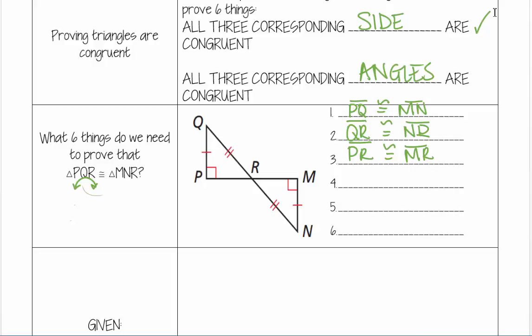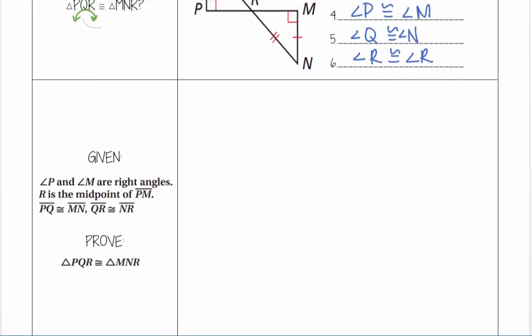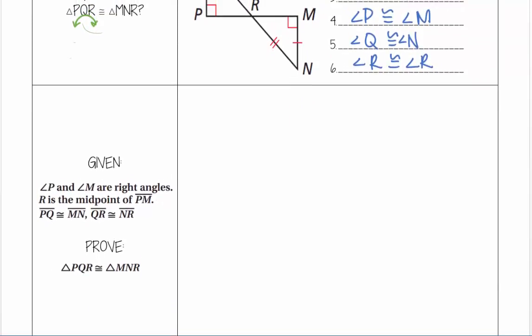Now we got to talk about all 3 angles. So remember, the angles are a little easier because it's just whoever's first and second and third. So angle P has got to be congruent to angle M. Angle Q has got to be congruent to angle N. And then the last one, angle R, has got to be congruent to angle R. So, in order to prove that these are congruent, you need 6 different things. So when we go to prove something, you should have at least 6 different things here.